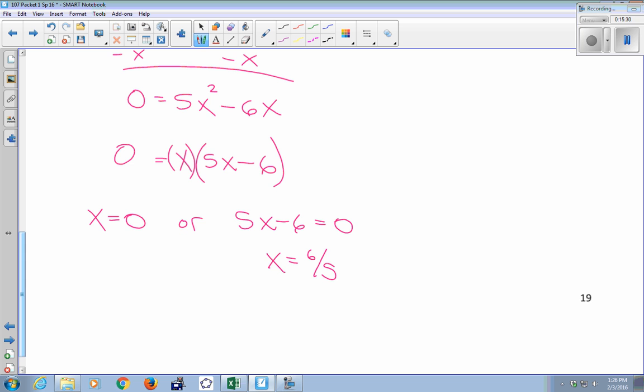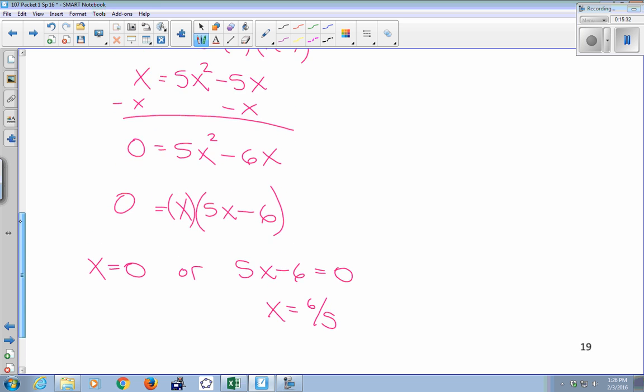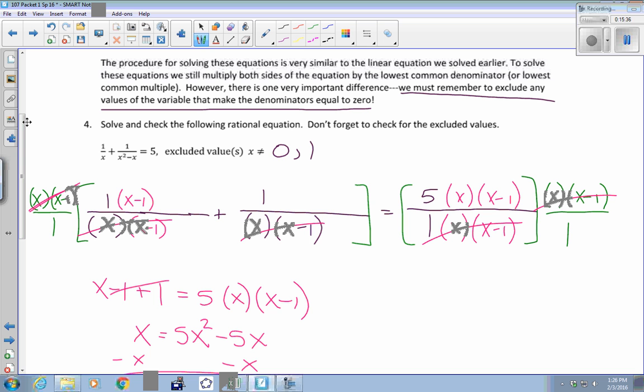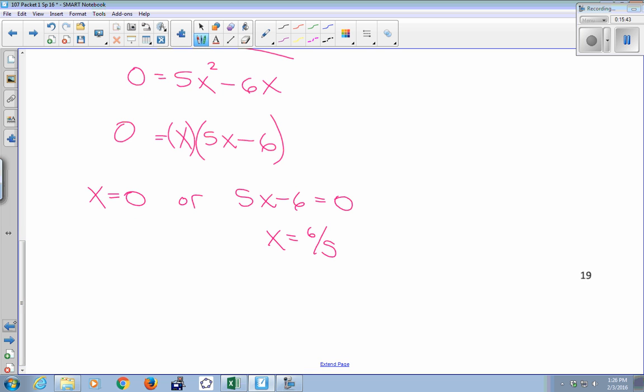Before I circle stuff, go back up at your list of things x cannot be. X cannot be 0 or 1. So we got 0 as a solution. X that out. X cannot be 0. X equals 6/5 is going to be our only solution.